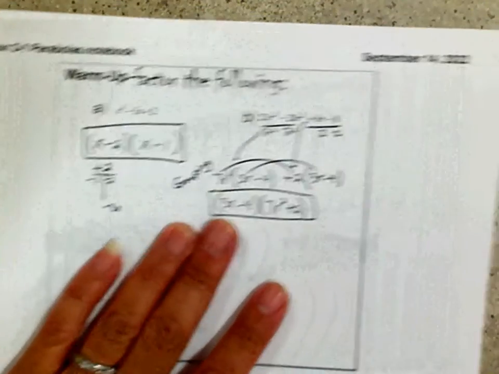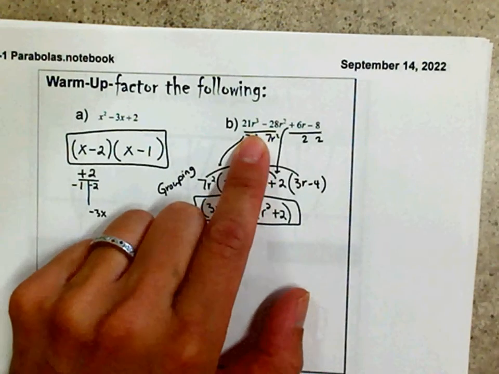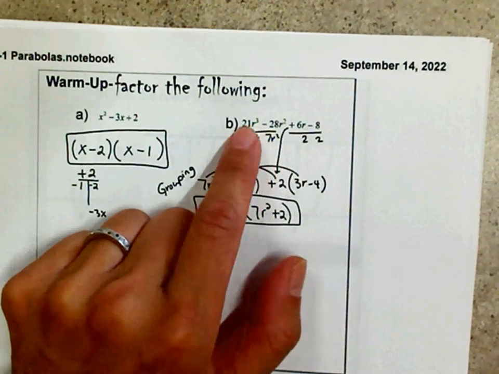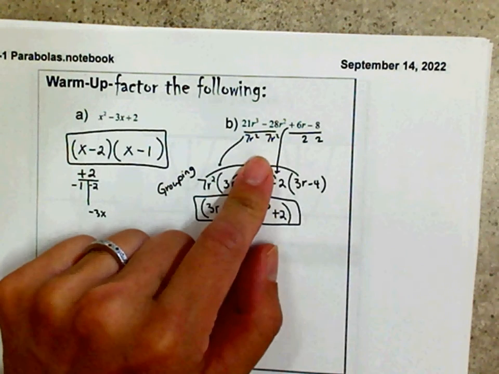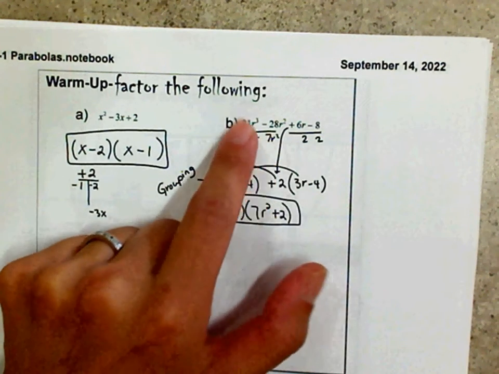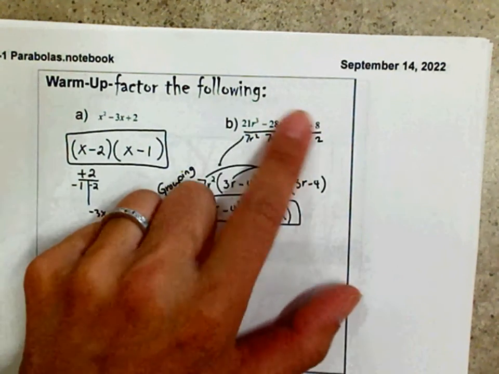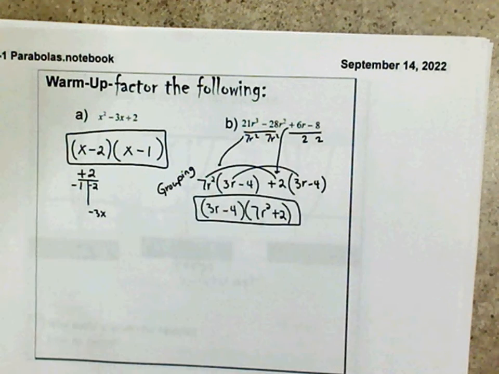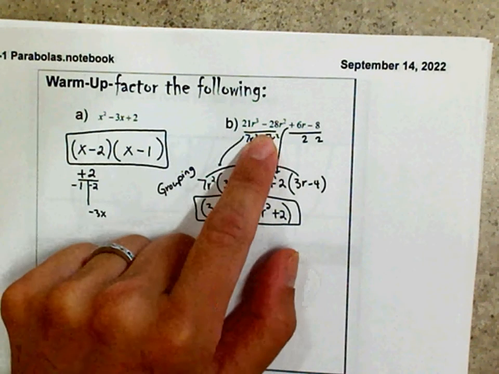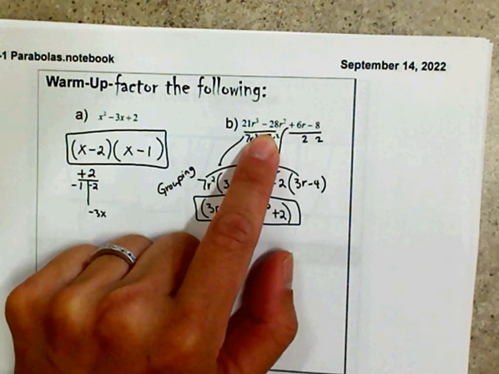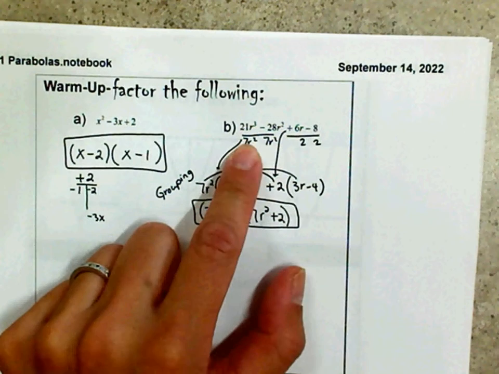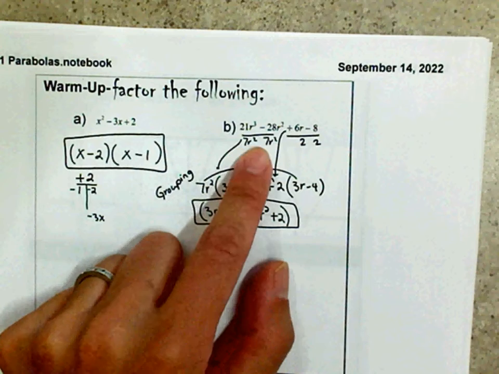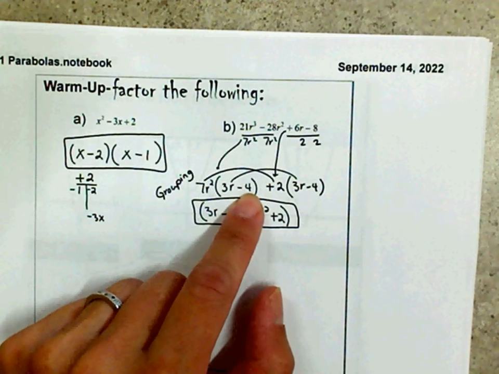All right, let's look at B. Here you have 4 terms, 1, 2, 3, 4. Since you have 4 terms, you're going to group them together. So you're going to group the first 2 together, and you're going to group the second 2 together. If you look at your first 2 terms, what do you guys have in common? What is your greatest common factor? 7r squared. When you factor out 7r squared, you have 3r minus 4.